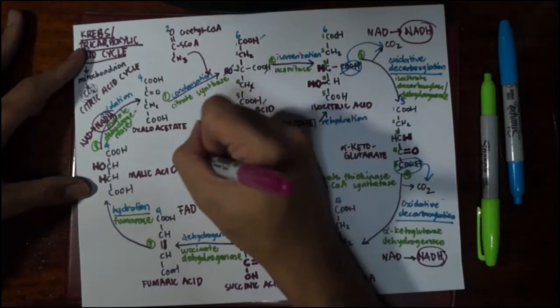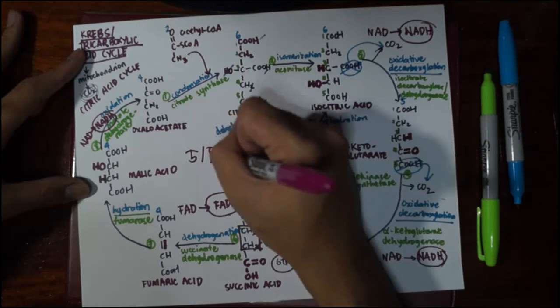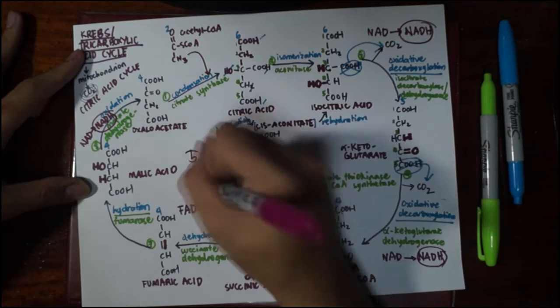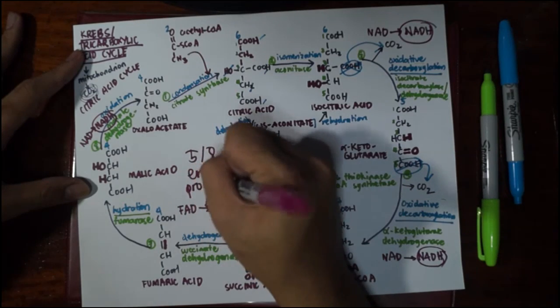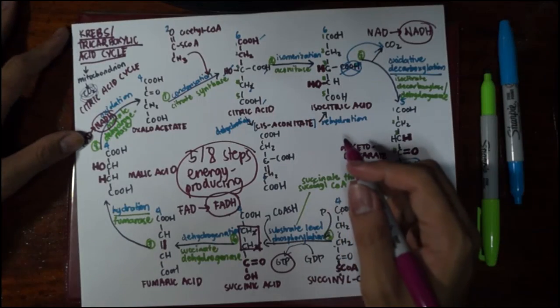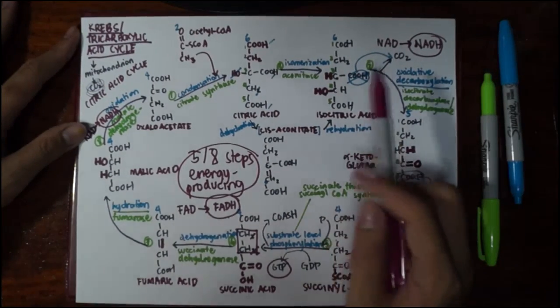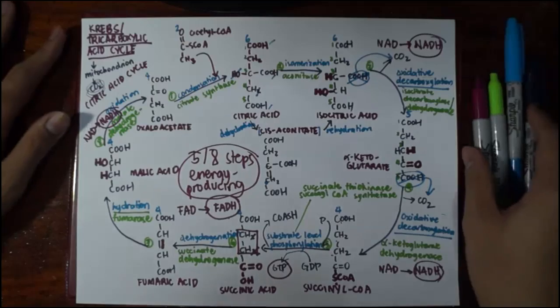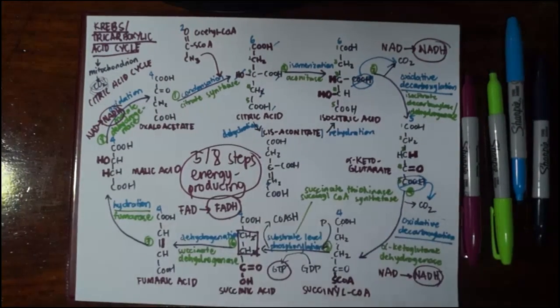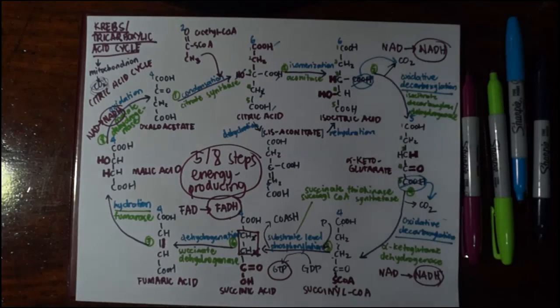So out of the 8 steps in the Kreb cycle, there are 1, 2, 3, 4, 5 steps that are energy producing. And that's a big thing because when they are converted, that's a lot of ATP. But the calculation of ATPs produced from the Kreb cycle as well as glycolysis would refer to another video. But for now, we end the Kreb cycle here.